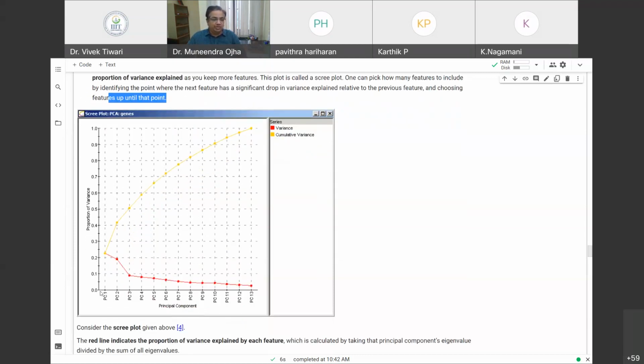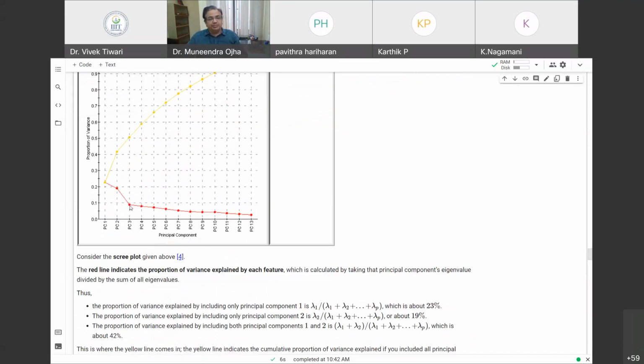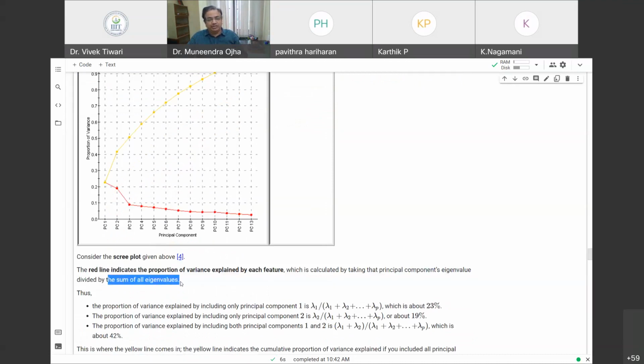So you see over here we have the proportion of variance explained on the y-axis, and on the x-axis we have PC1, PC2. You keep on adding. Cumulative variance is adding like this, but after adding PC1, PC2, I get a very substantial decrease in the proportion of variance explained. So wherever you find an elbow, that is the point where you should stop. The red line indicates the proportion of variance explained by each feature, which is calculated by taking the principal component's eigenvalue divided by the sum of all eigenvalues.